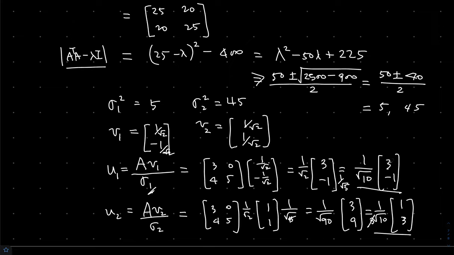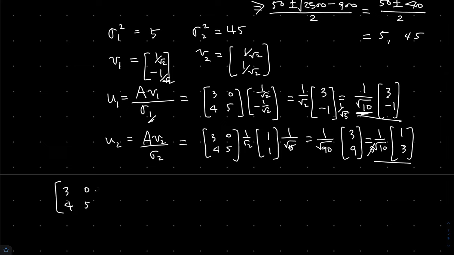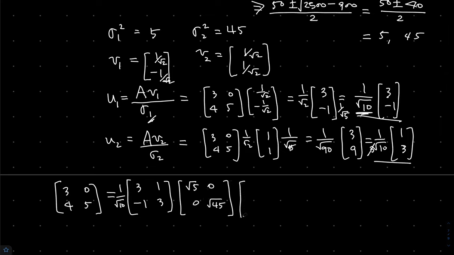And we can check that these are orthonormal. 3 squared is 9 plus 1 is 10, right? So the norm of this vector is root 10, which is being divided out here. So very accurately, we can see that the left singular vectors are also orthonormal. Now, finally, we can say that the original matrix A, [3, 0; 4, 5], becomes 1 over root 10 times the two vectors [3, minus 1] and [1, 3], times [root 5, 0; 0, root 45], and then the vectors 1 over root 2 times [1, minus 1] and [1, 1]. We can write it like this.